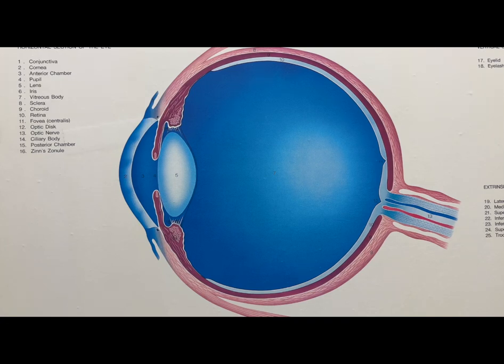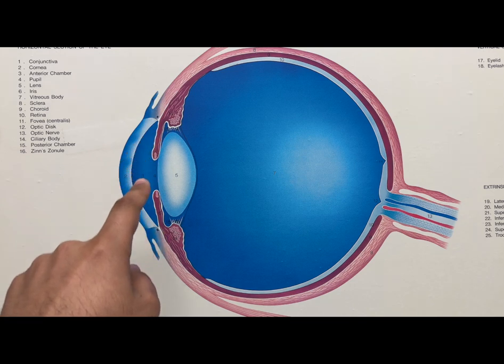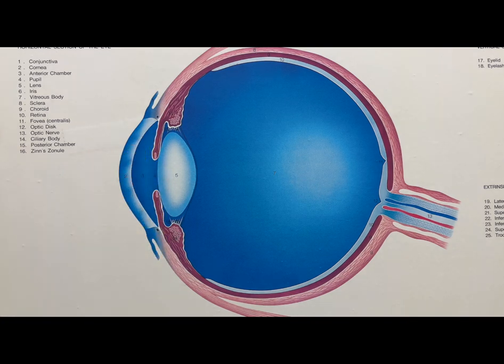The area that is numbered 3 is a space which is called the anterior chamber, and within the anterior chamber of the eye, the aqueous fluid circulates. That is responsible for nourishing certain parts of the eye, including the lens.